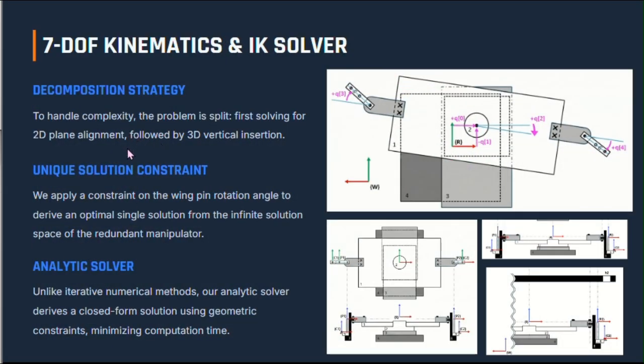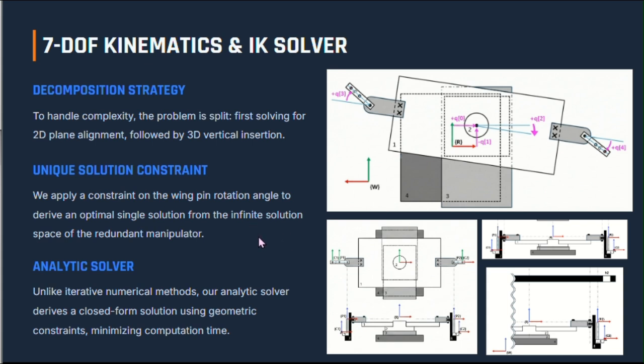We adopt a decomposition strategy, splitting the problem into a 2D plane alignment phase, followed by a 3D vertical insertion phase. To solve the inverse kinematics for the 7DOF robot, we moved away from iterative numerical methods like Newton-Raphson, which are computationally expensive and prone to local minima. Instead, we developed an analytic solver that derives a closed-form solution.